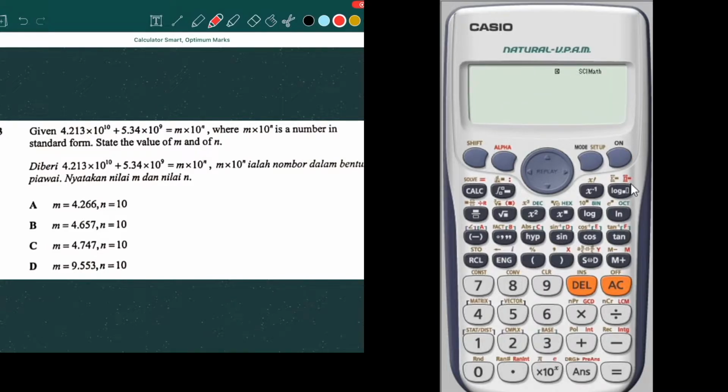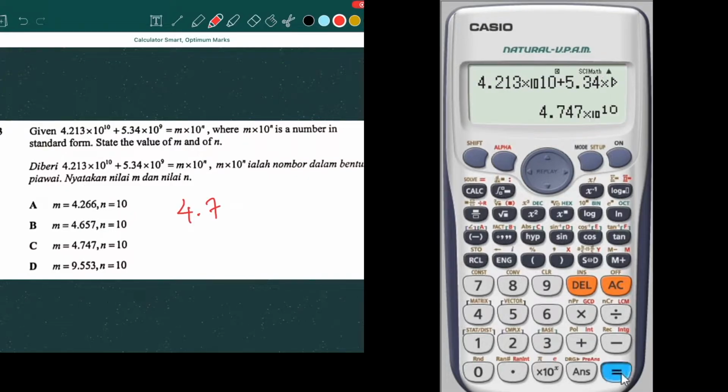For question number 3, kita teruskan guna calculator kita, masukkan je terus soalan sebab kita dah set up dalam bentuk standard form dah. So teruskan sahaja, type soalan kita, and then equal. So kita dapat situ 4.747 times 10 power of -10.